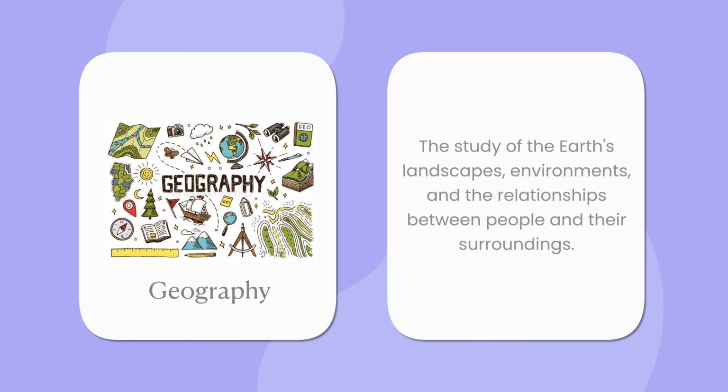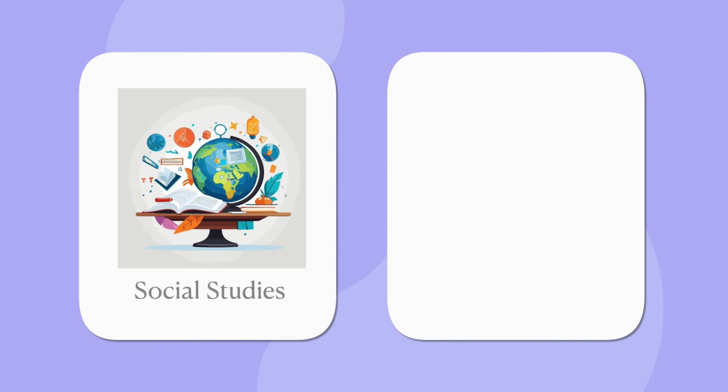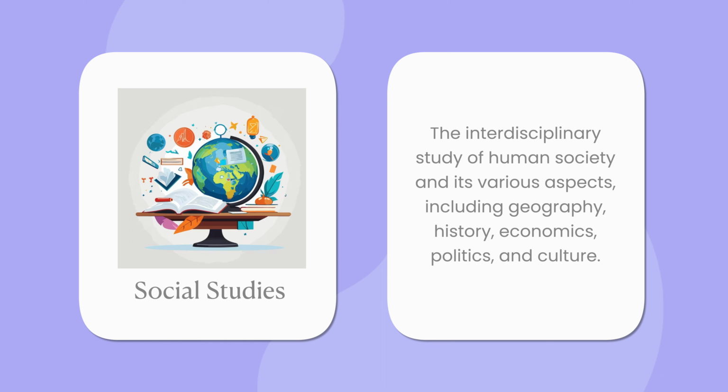Geography. The study of the Earth's landscapes, environments, and the relationships between people and their surroundings. Literature. Written works such as novels, poems, plays, and essays, often considered as artistic expressions of human experiences and ideas. Social studies. The interdisciplinary study of human society and its various aspects, including geography, history, economics, politics, and culture.